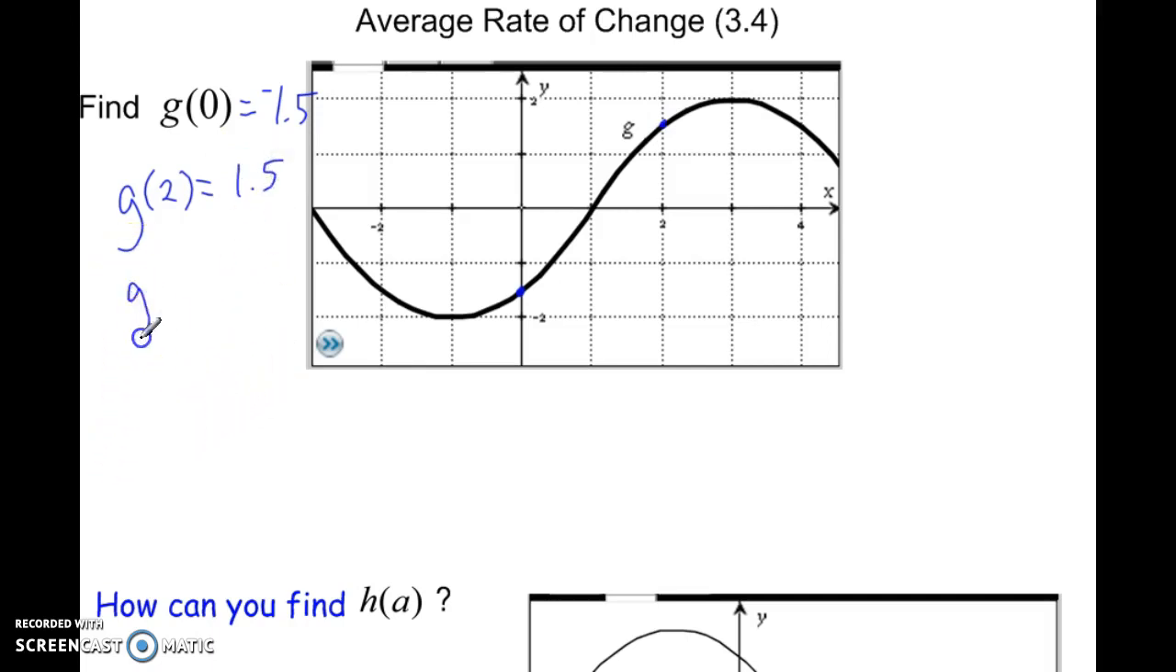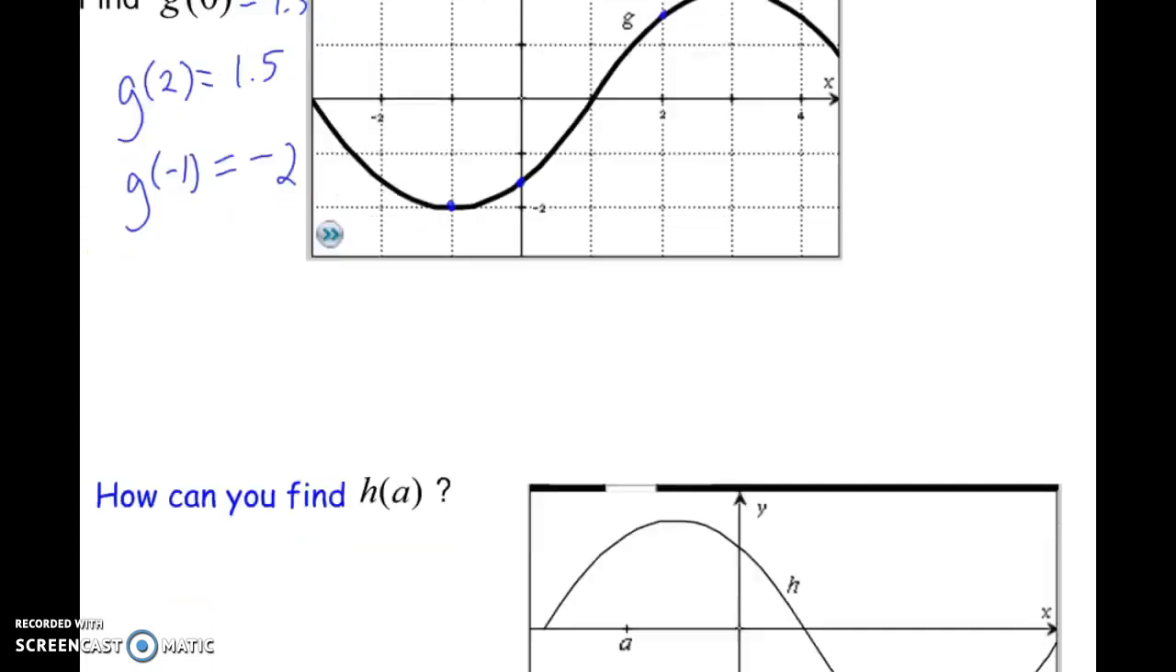Let's try g of negative 1, just so you get the idea. G of negative 1, x is negative 1 right here. It hits the function right here. It's the point negative 1, negative 2. So negative 2 is that value.